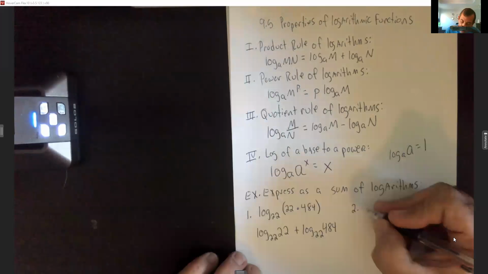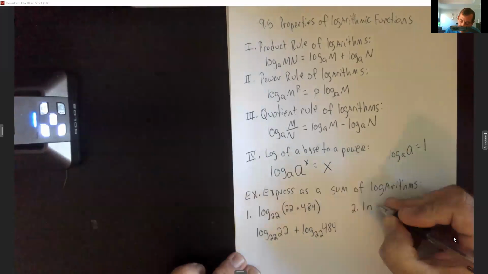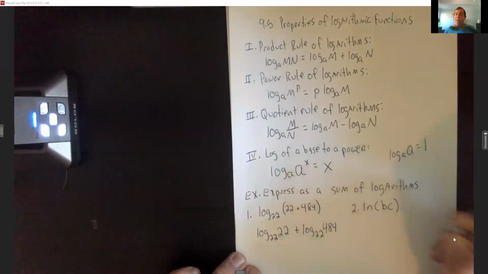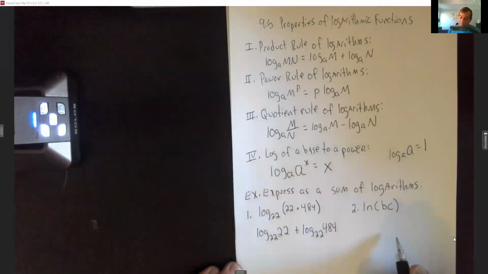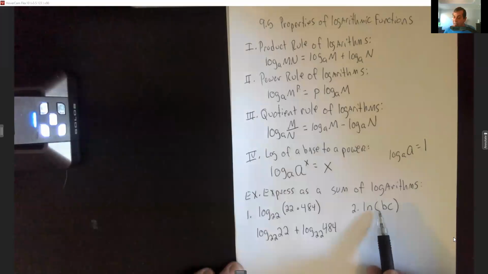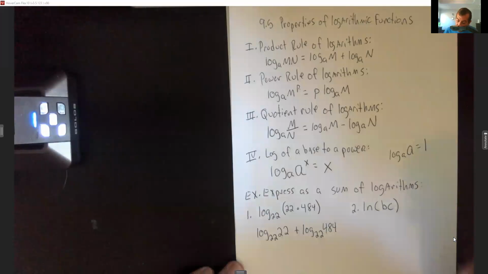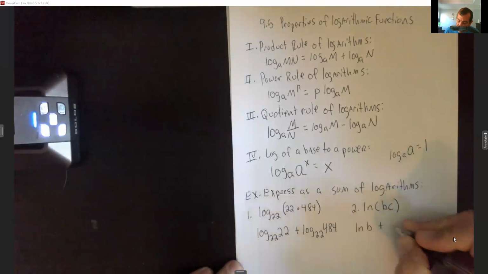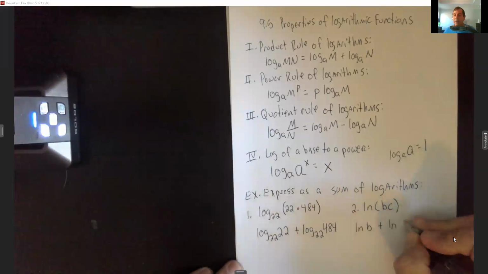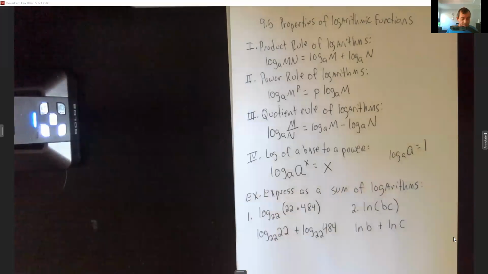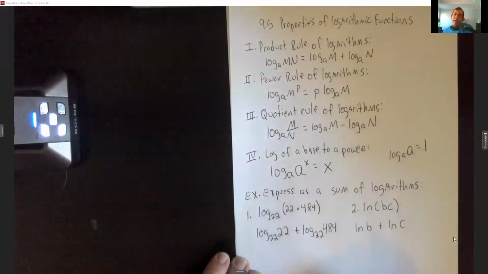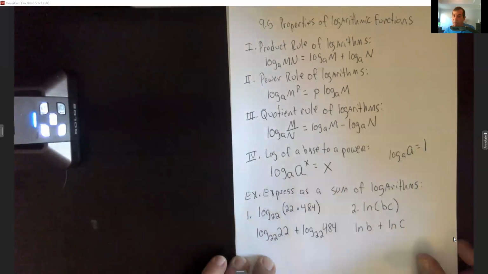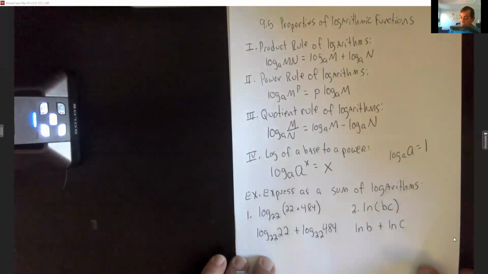So what I did, I sort of alternated using logs and natural logs on these. So this one has the ln, which is the natural log of b times c. So to rewrite that as a sum, I'll do the ln of b plus the ln of c. So these aren't too bad. They're just getting us ready for 9.6 when we start solving equations using logarithms.